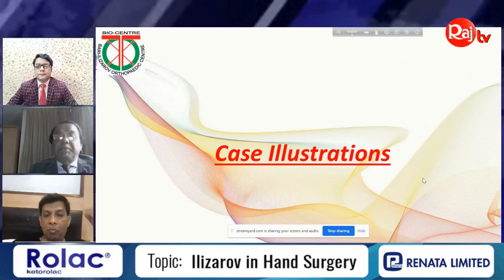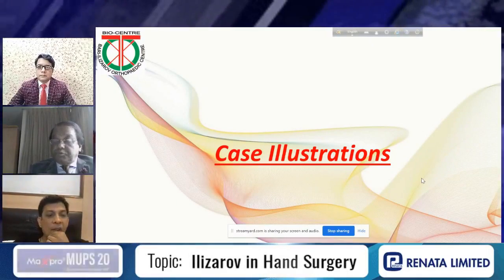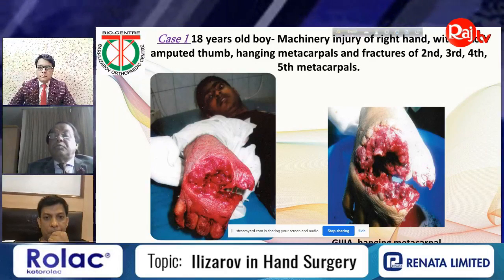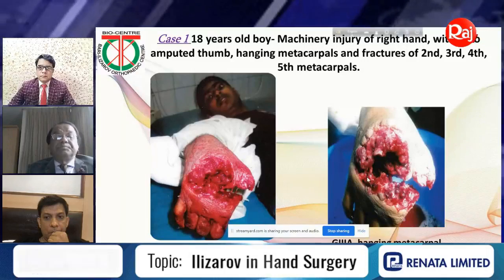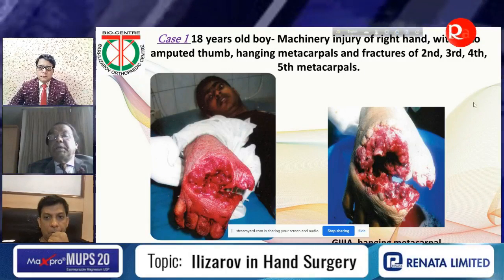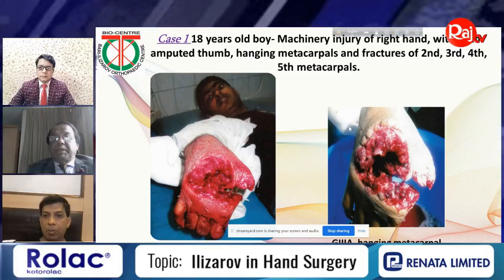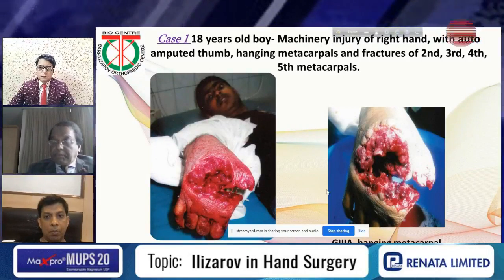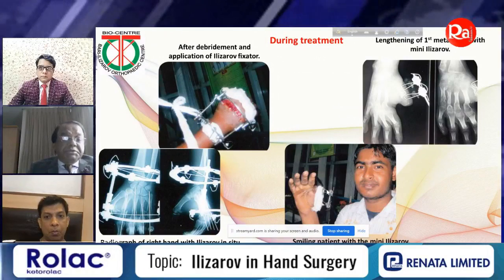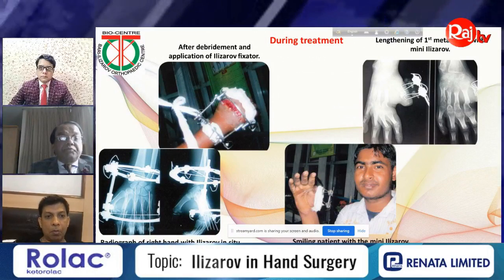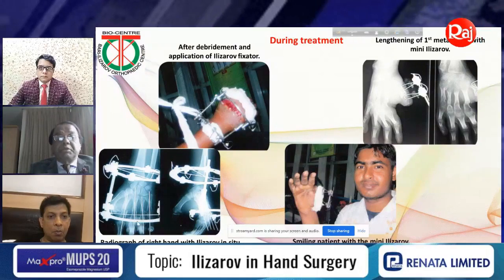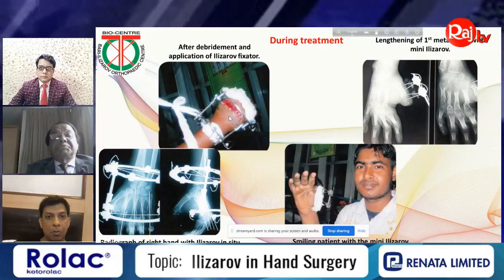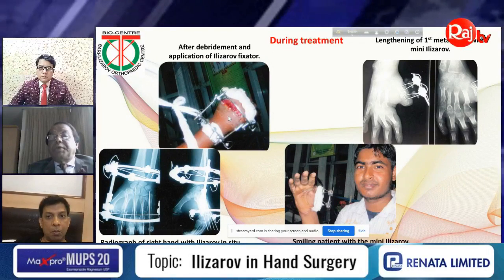Now, I would like to share my experience and cases with you, dear friends. Now, see here, 18 years old boy, machinery injury to right hand with amputated thumb, hanging metacarpals, and fractures of the second, third, fourth, and fifth metacarpal. Came with this situation to my center, Gustilo 3A, hanging metacarpal. Then I took the patient to the OT, put the K-wire with Ilizarov, one here and one bow here. And then gradually, sequentially, I treated this one. Before that, I checked the vascularity of the hand. It was okay at that time.